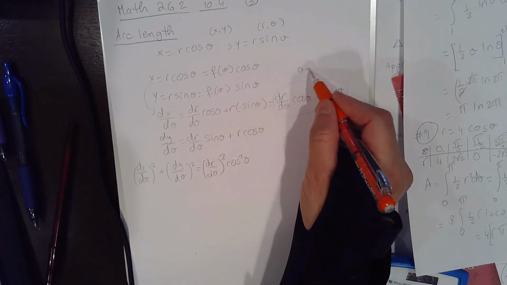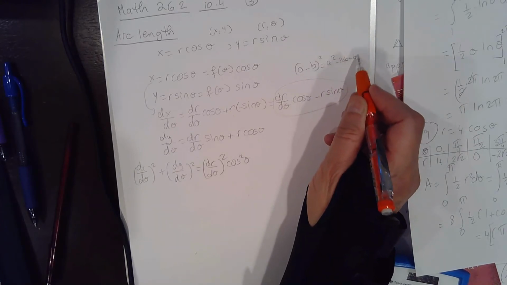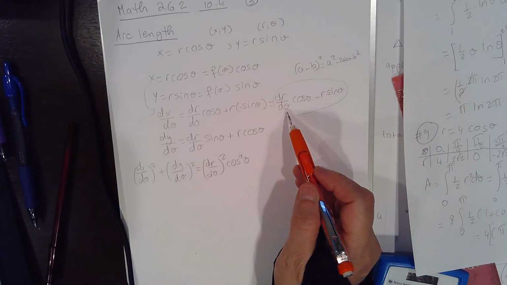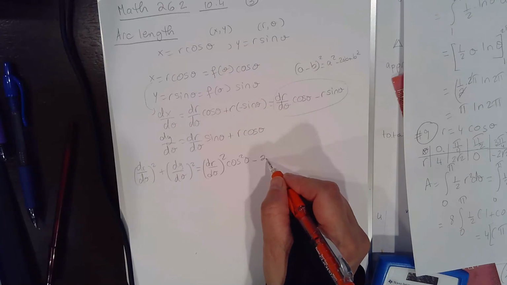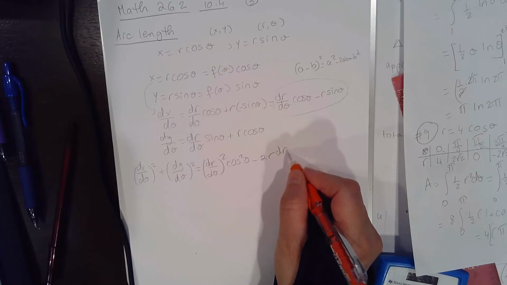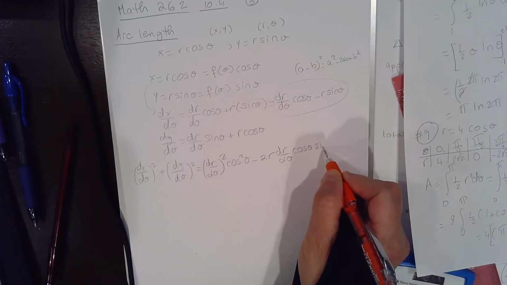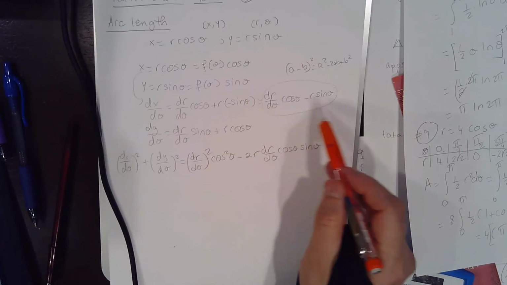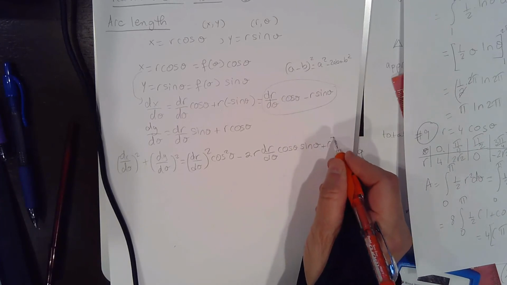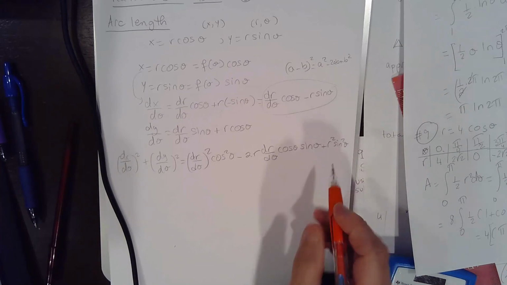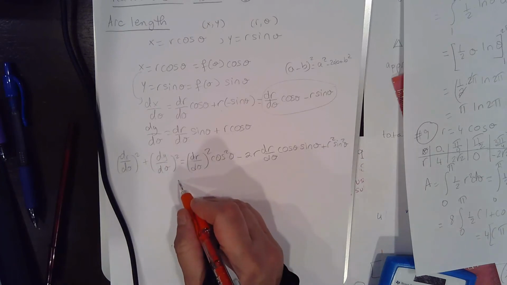Now remember from algebra, (a − b)² is a² − 2ab + b². So this one squared, minus 2 times this times this, so minus 2 r (dr/dθ) cosθ sinθ, plus b squared, so plus r² sin²θ. This is the square of the first one. I'm going to add to it the square of that. So what would that give me?